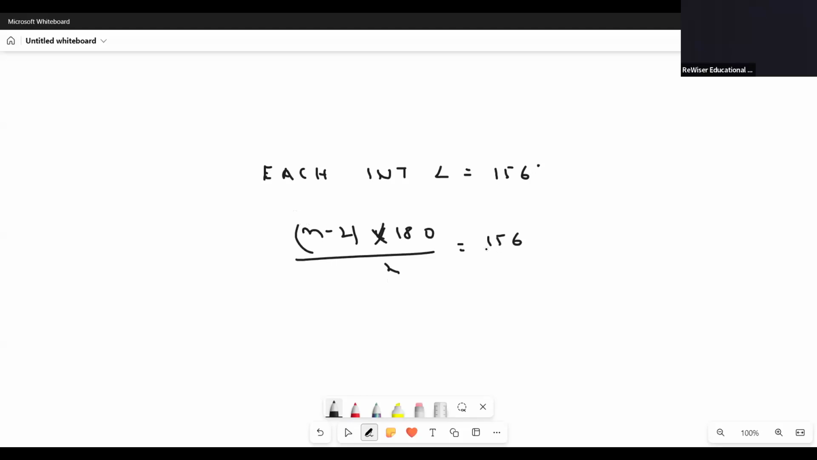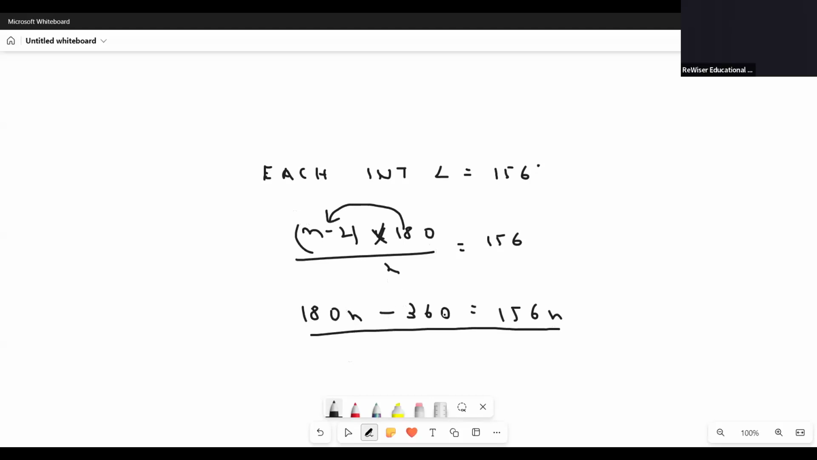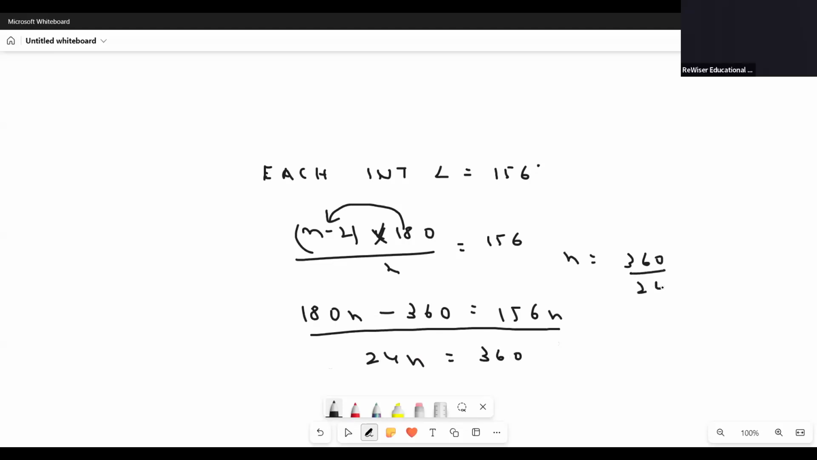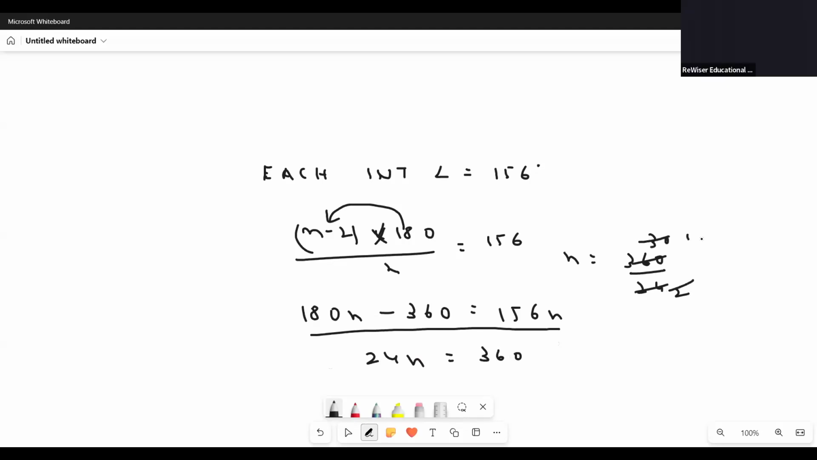That's given, right? Yes. So I can simply cross multiply: 180 N minus 360, and that should be equal to 156 N, right? I just opened the brackets. Yes. Any doubts? No. So if I bring N here, I get 24 N equal to 360 degrees. So N equals 360 by 24. Yes. So the number of sides is 15.